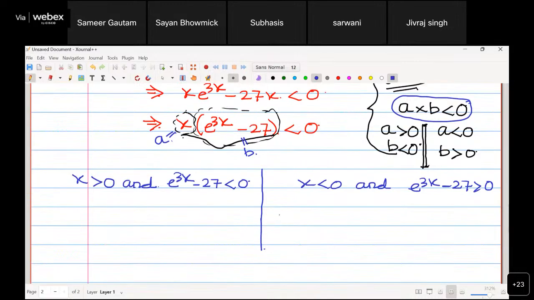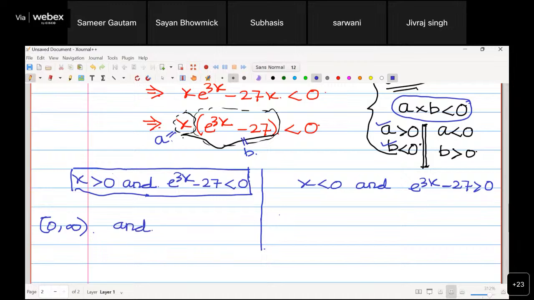So now if you see, I want such x for which both the conditions should hold, because I want a to be positive as well as b to be negative. I want to find all such x for which both the conditions should hold. So from x is greater than 0, the range is basically 0 to infinity.